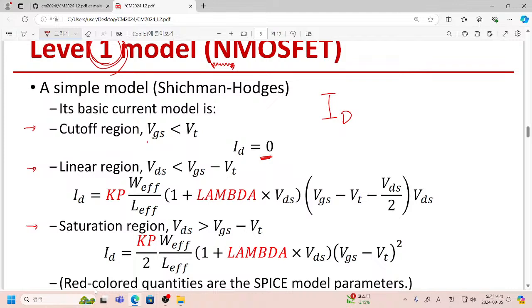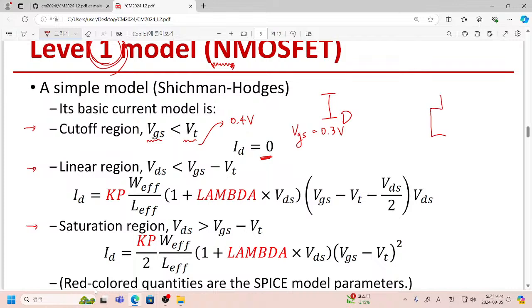So if your gate voltage is even lower than the threshold voltage, for example, let's say that this happens to be 0.4 volt, and your gate source voltage is 0.3 volt, it means that regardless of the value of your drain voltage, your drain current is equal to 0.